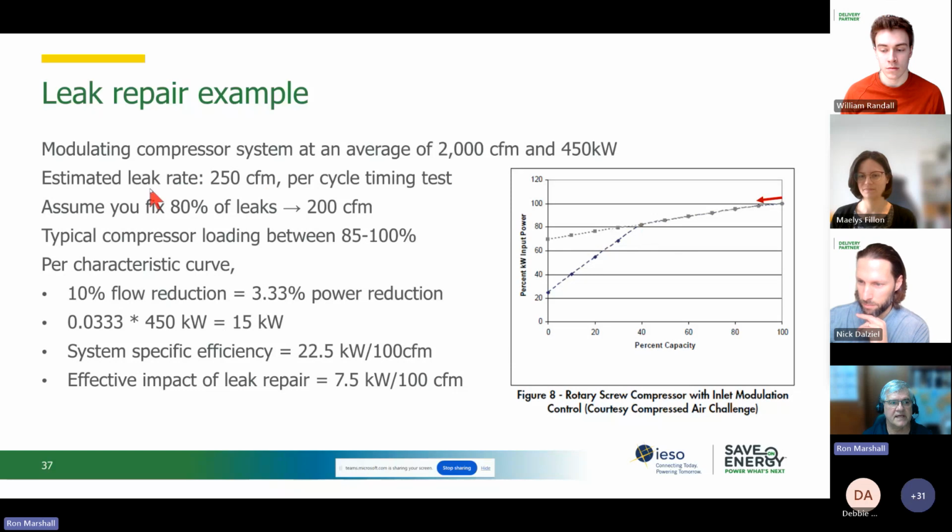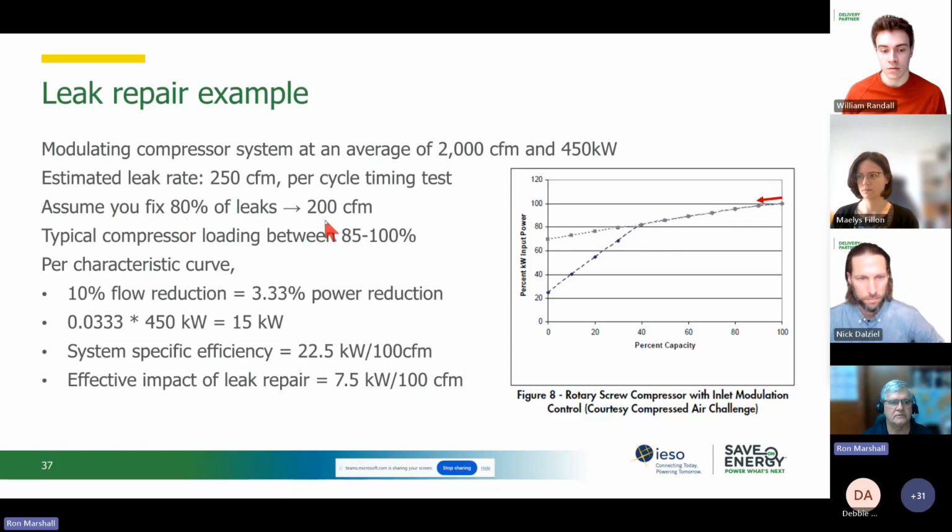So let's estimate, okay, a modulating system operating at 2000 CFM, 450 kilowatts. Estimated leak rate, we've done the testing, 250 CFM. Let's assume fixing 80% of the leaks. That's a large effort, right?